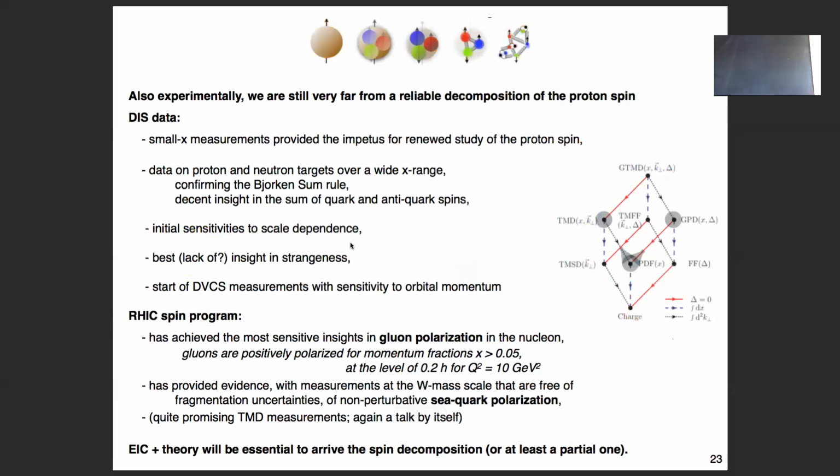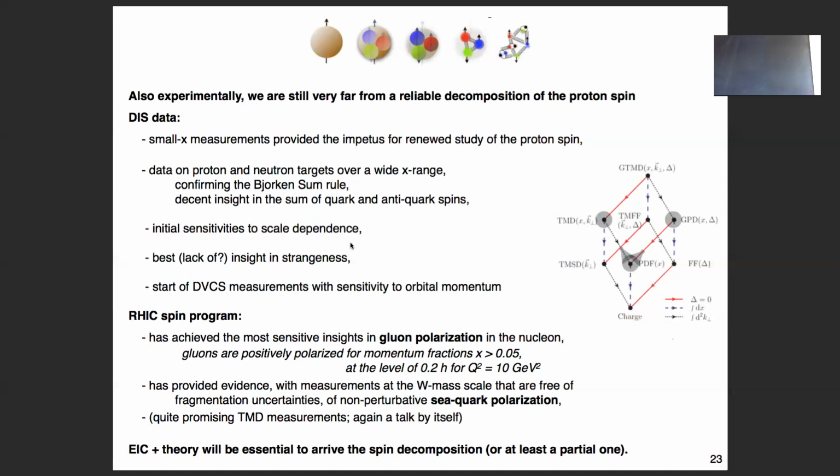So, okay, look, the conclusions from this I think are pretty obvious. DIS data has, of course, given us, through smaller values of X, actually the start of this entire renewed interest in the end. The data on proton and neutron targets, they cover a wide range at this point, but not a range that is wide enough. They confirm the Bjorken sum rule, with, of course, the usual caveats at the level of below 10%.